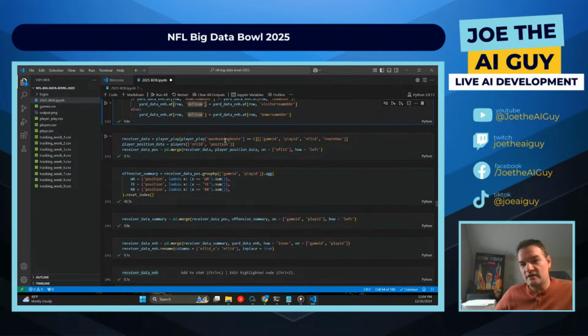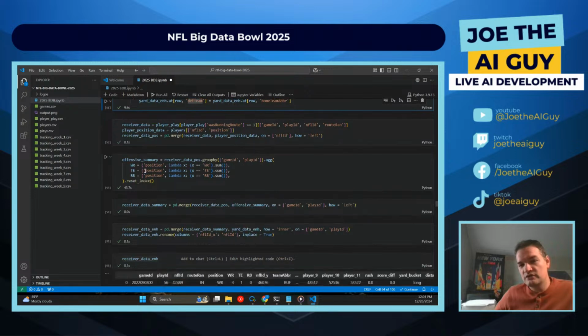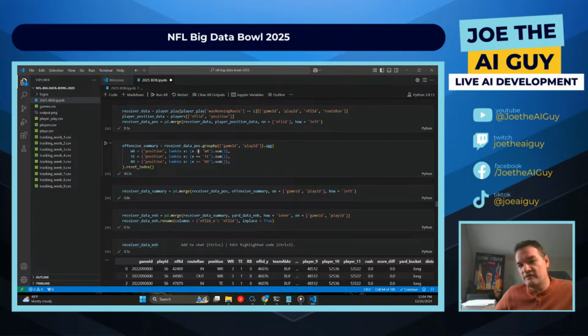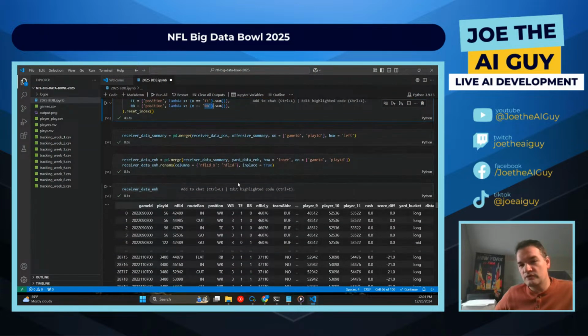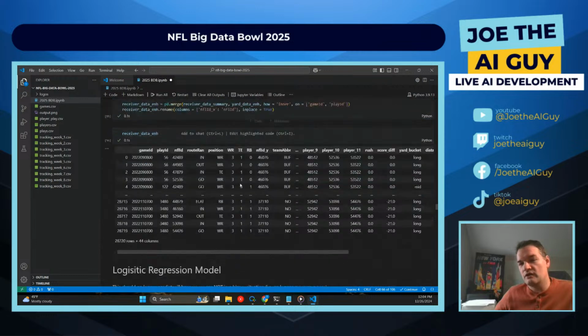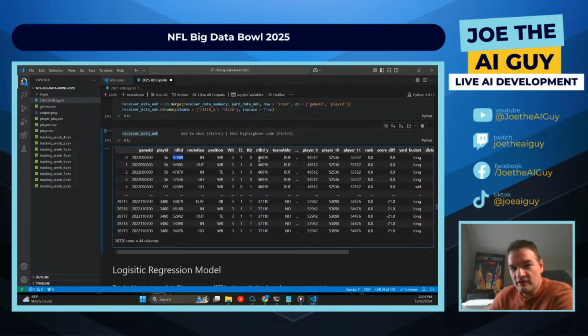Then we also added, if the player was running a route, an idea of how many receivers were on the field, how many tight ends, and how many running backs for a given play, just to add more information to our data set. And then we merged all that together with our information from before. What you'll see here is this ID is the receiver who is running the play, how many wide receivers were there on the play in total, the tight ends, and then the running backs.